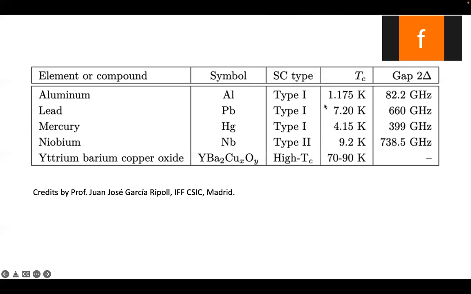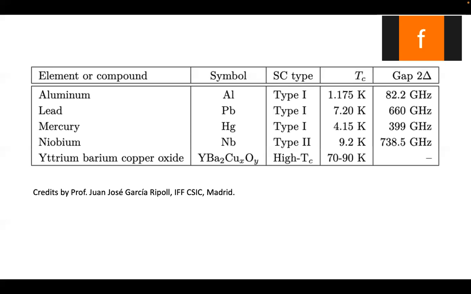It's 0.175 Kelvin. Later, I'll explain what is the meaning of this gap. But this gap is predicted by the BCS theory, for instance, in terms of energy. Well, this is the frequency scale where, below this gap, the system behaves as a superconductor. Above this gap, the system starts again as a normal conductor with resistivity, of course.